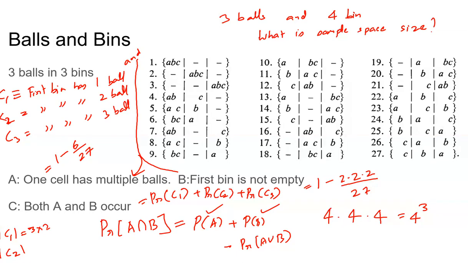Yes, sir. Everybody is sure? 100%? Can that be more? Sir, 2 square. Why is that 2 square? Because every ball has two possibilities, either second bin or third bin. But we need the condition that one cell has multiple balls, no? If the second ball went somewhere, the third ball also has to go into the same place. So we also have to choose in 2 balls.